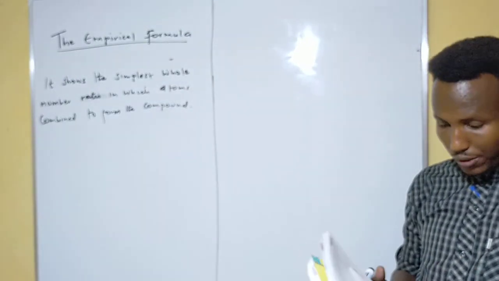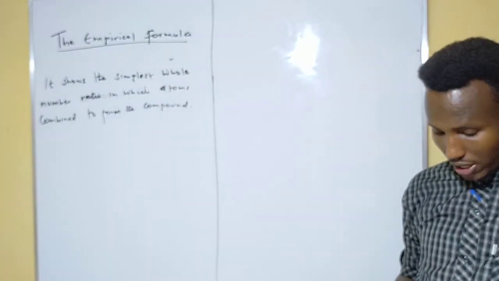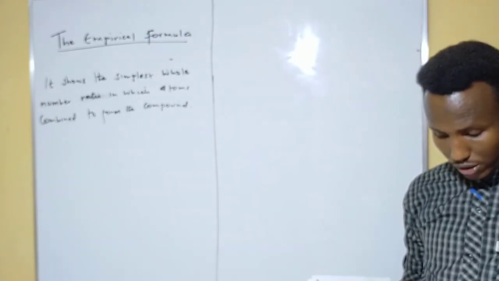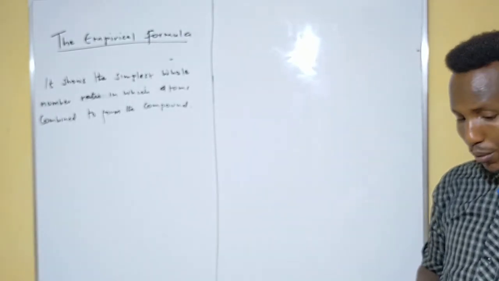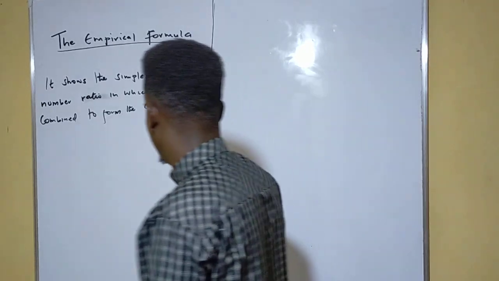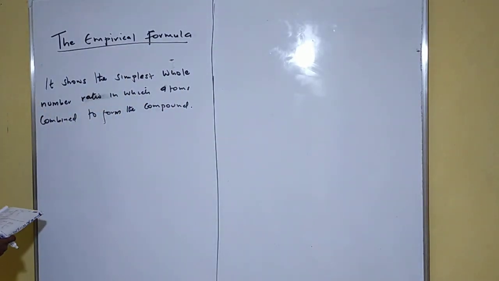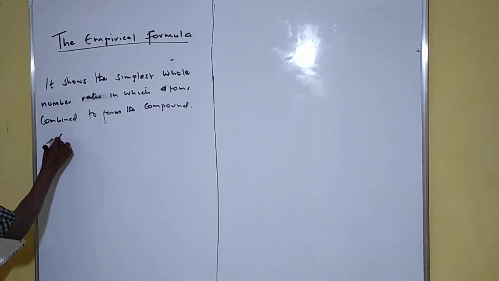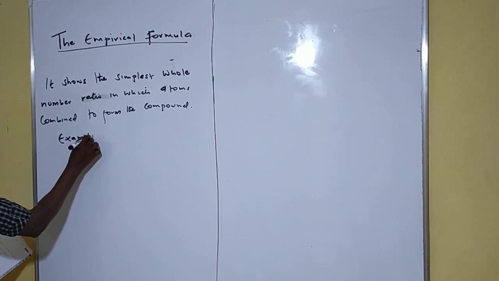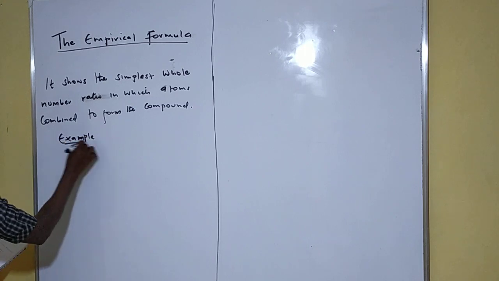To start with, we have calculations that involve calculating the empirical formula of certain elements. Let's see the first example. This is our example 1.